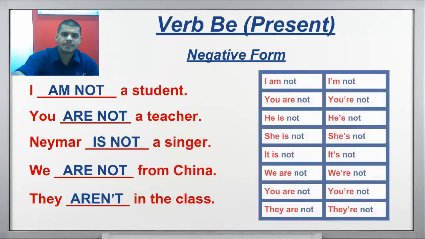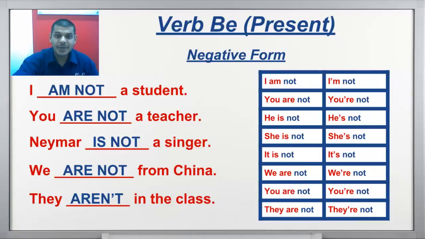Let's take a look. So, you see how simple it is. I can use I am not or I'm not. You are not, you're not. He is not, he's not. And so on. Another possibility is that I use, for example, you are not, you aren't. She is not, she isn't, okay? So remember to take a look at this table later, alright?